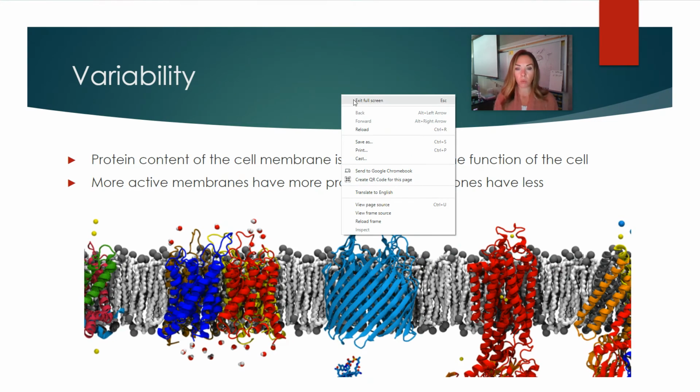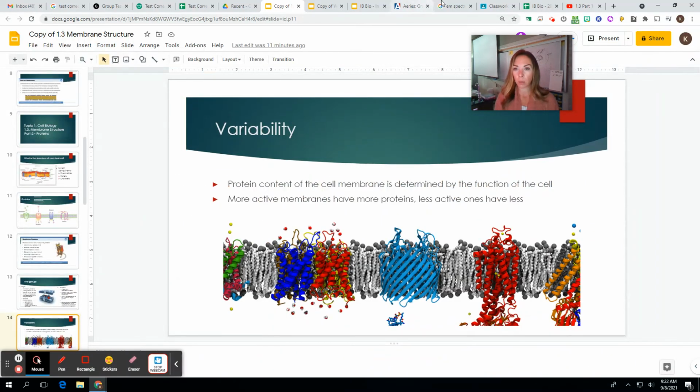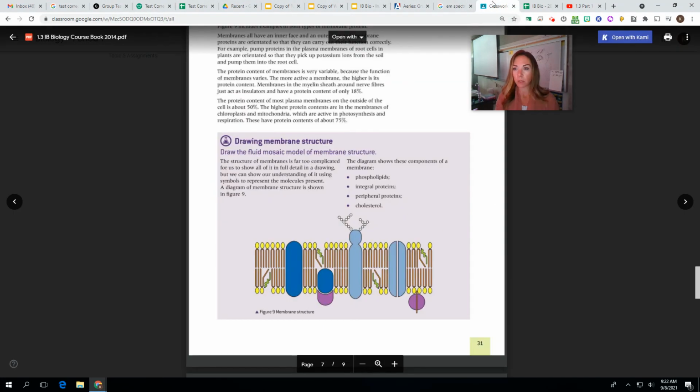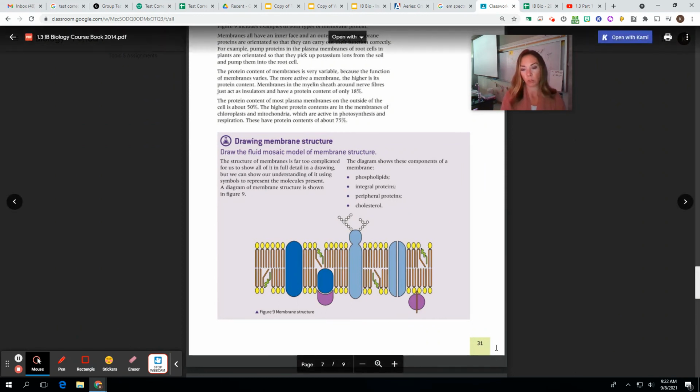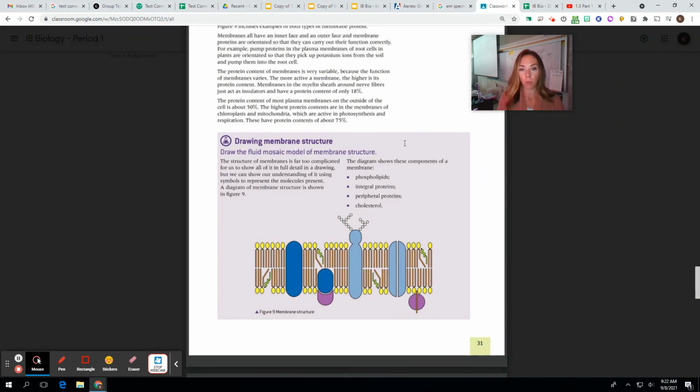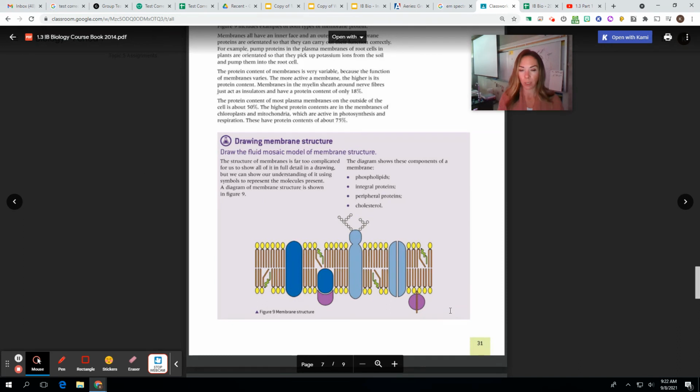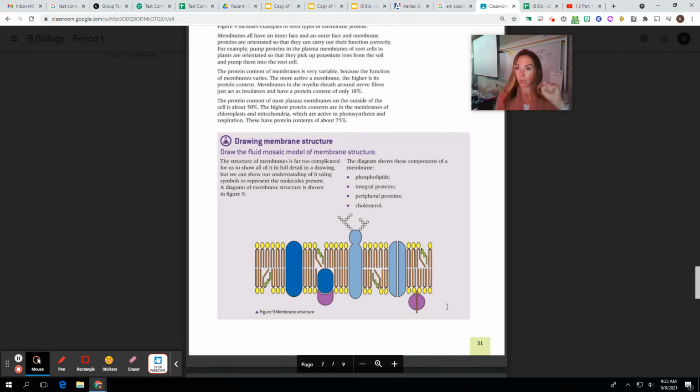So how are we going to draw those? In your book, this is on page 31. When we're drawing membrane structures, just like with the organelles, we want to know how to draw it out, right?